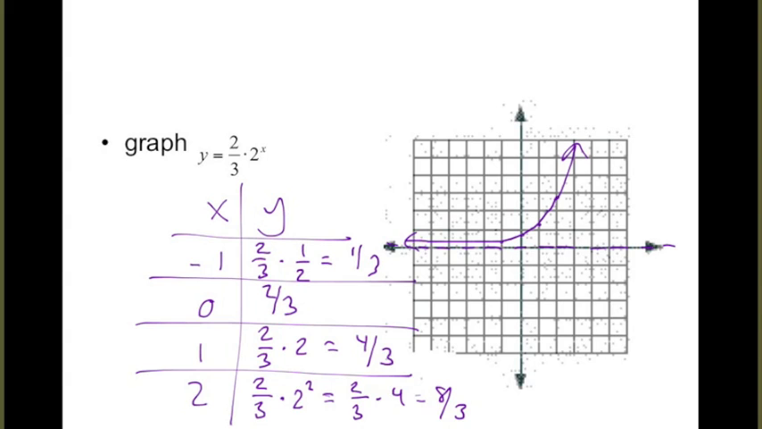How is the 0, 2/3? Anytime we plug a 0 in for x, the part with the exponential is just going to become 1, because anything to the 0 power is 1. So 2 to the 0 is 1, and then 1 times the 2/3 will just give the 2/3. So anytime you plug in 0, you're just going to get that front multiplier.